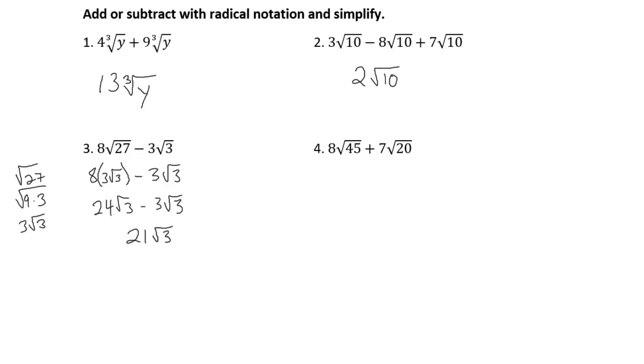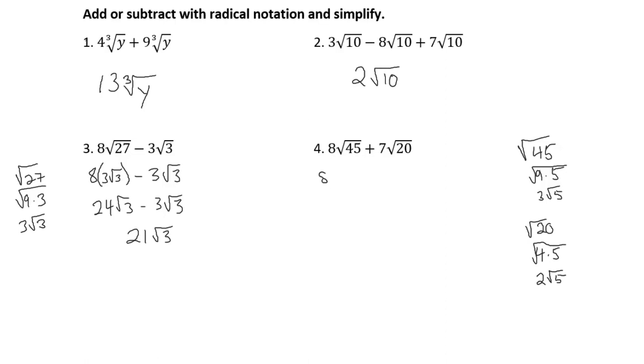Same thing here, we have to make sure we put these in the same roots. Well, let's look at what square root of 45 and square root of 20 become. 45 is 9 times 5. 9 is a perfect square, so this becomes 3 root 5. 20 is 4 times 5. So now you can see that they both have that root 5 underneath, which becomes 2 root 5.